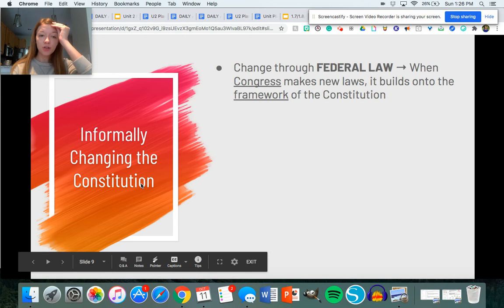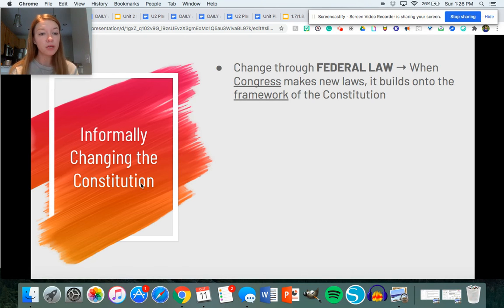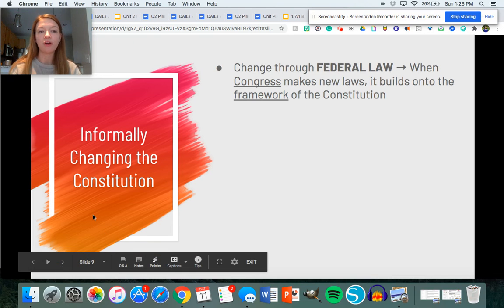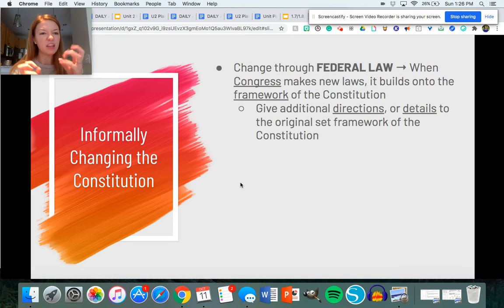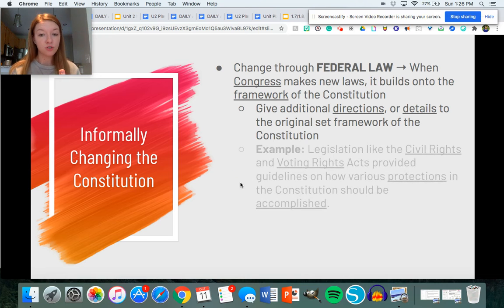The Constitution can also be changed informally through federal law. And this is when Congress makes new laws and builds on the framework of the Constitution, right? The Constitution simply outlines the structure of our government. It's really up to Congress to kind of fill in the blanks. So these federal laws give additional directions, details to that original framework of the Constitution.